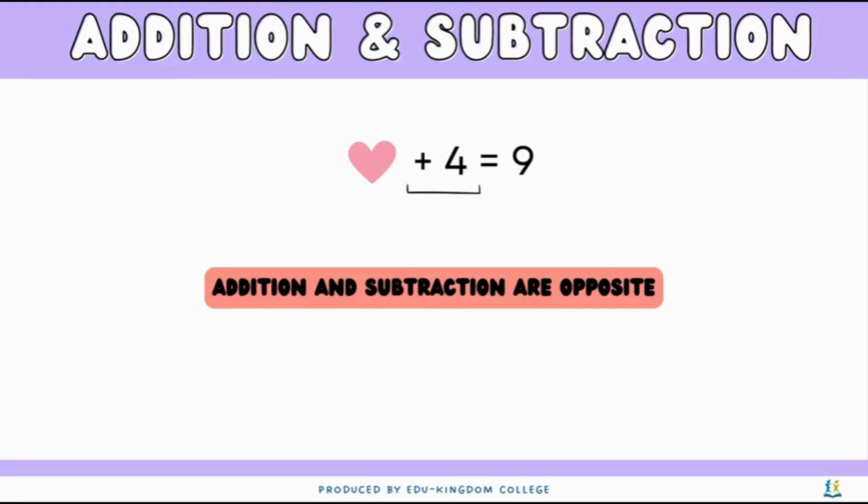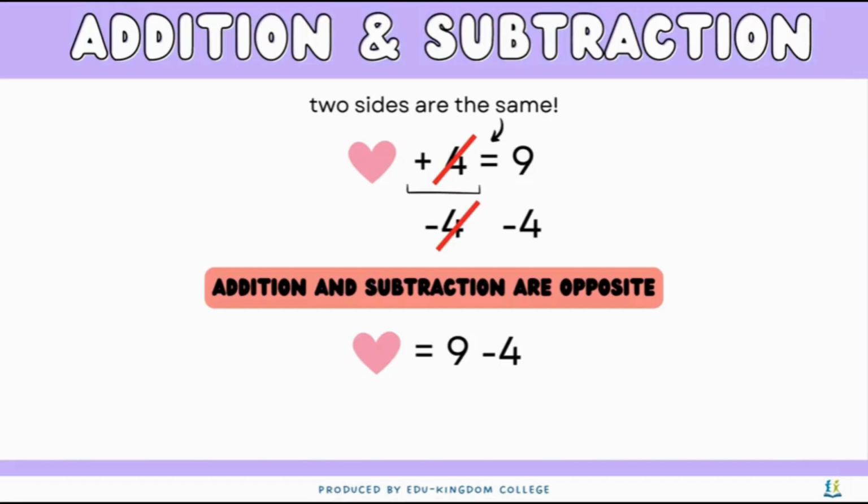For the same idea for adding, I need to get rid of the plus 4. Given that the equal sign means the two sides are the same, I can just minus 4 on both sides. Since plus 4 minus 4 gives us 0, what I have left on the right side is 9 minus 4. The heart will equal 9 minus 4, which equals 5.